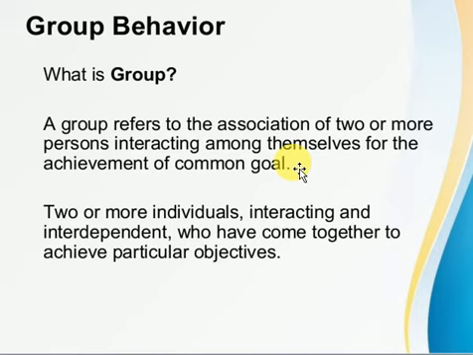So two or more individuals who are interacting and interdependent with each other, and who have come together to achieve a particular objective, a particular goal that has been assigned, determined and specified in the organization. These individuals interact with each other for achievement of the particular goal in the organization, and they are interdependent. This is called a group.